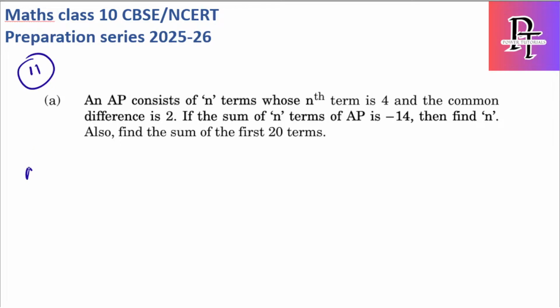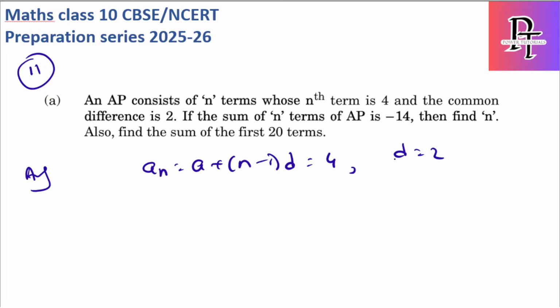11th question for today. An AP consists of n terms whose nth term is 4. Okay, the common difference is 2. The sum of n terms they have provided. Sum of n terms formula is n by 2 into 2a plus n minus 1 into d. So they have provided the sum of n terms. Find n first and also find the sum of the first 20 terms. Okay, tn, that is an, they have provided. a plus n minus 1 into d is 4. Common difference is 2.